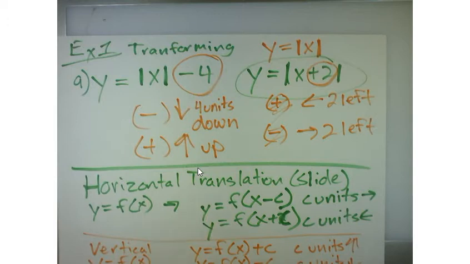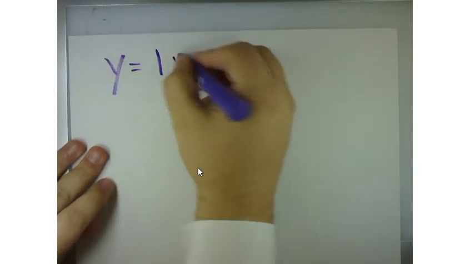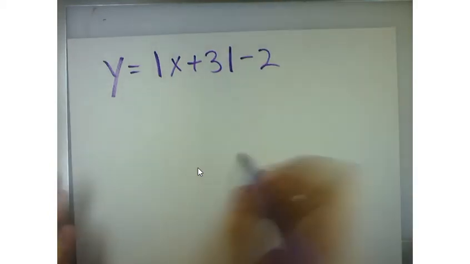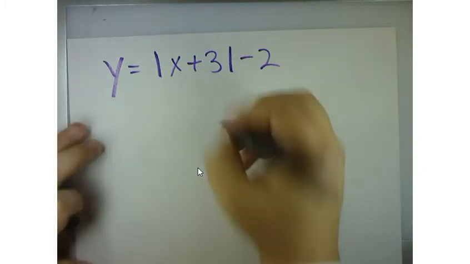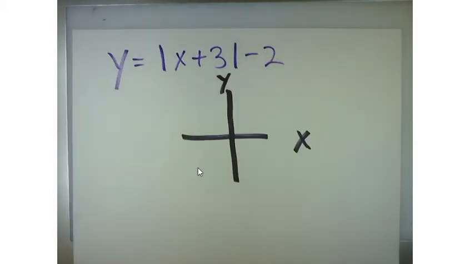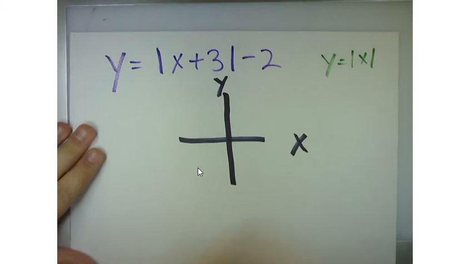This isn't written in your book, so I want you to write this down. If I were to write an equation, y is equal to the absolute value of x plus 3, minus 2, how would you graph that? The first thing I have to do is start with the parent function. On the xy plane, the parent function of y equals the absolute value of x just comes down like this.